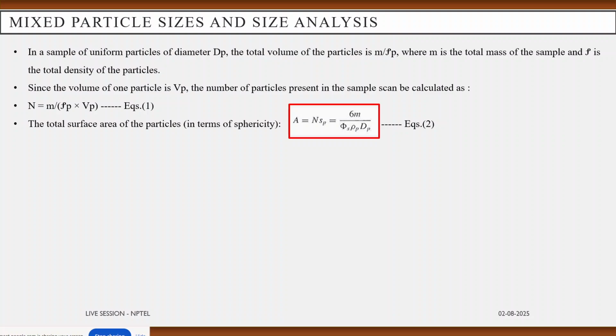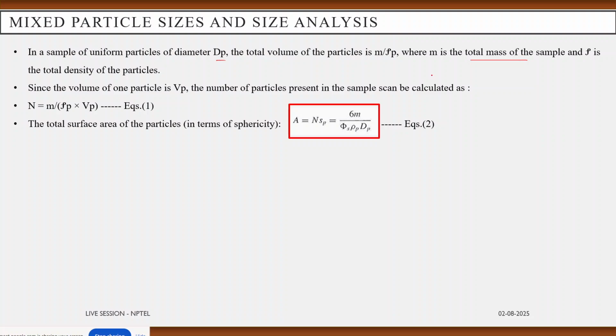So in the last class we have defined how particle size and particle shape are important to analyze when there is a mixture of particles. In a sample which consists of uniform particles of diameter dp, the total volume of the particles will be mass upon density, where m is the total mass of the sample and the density is that of the particles.